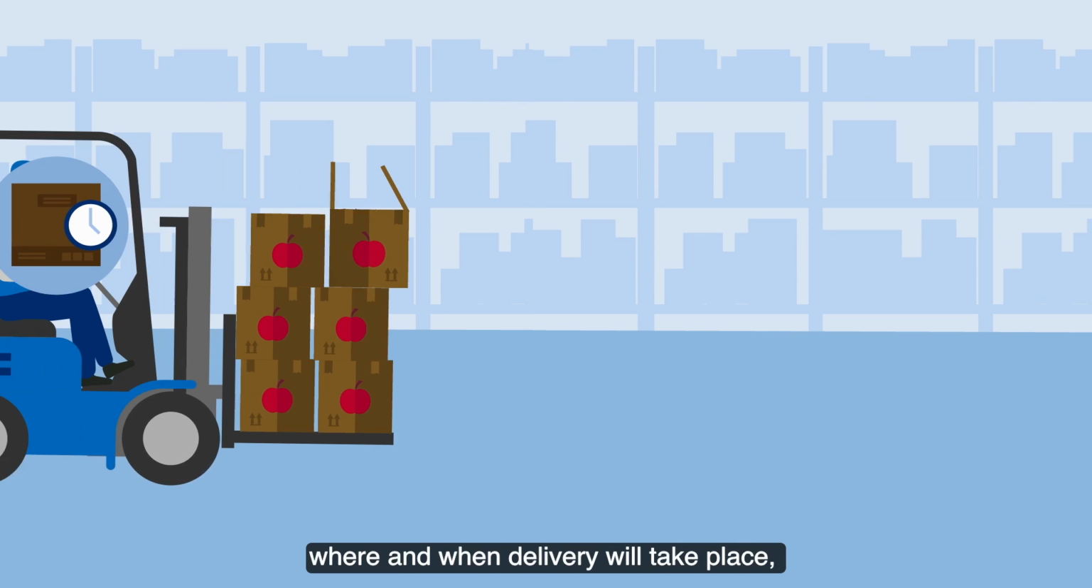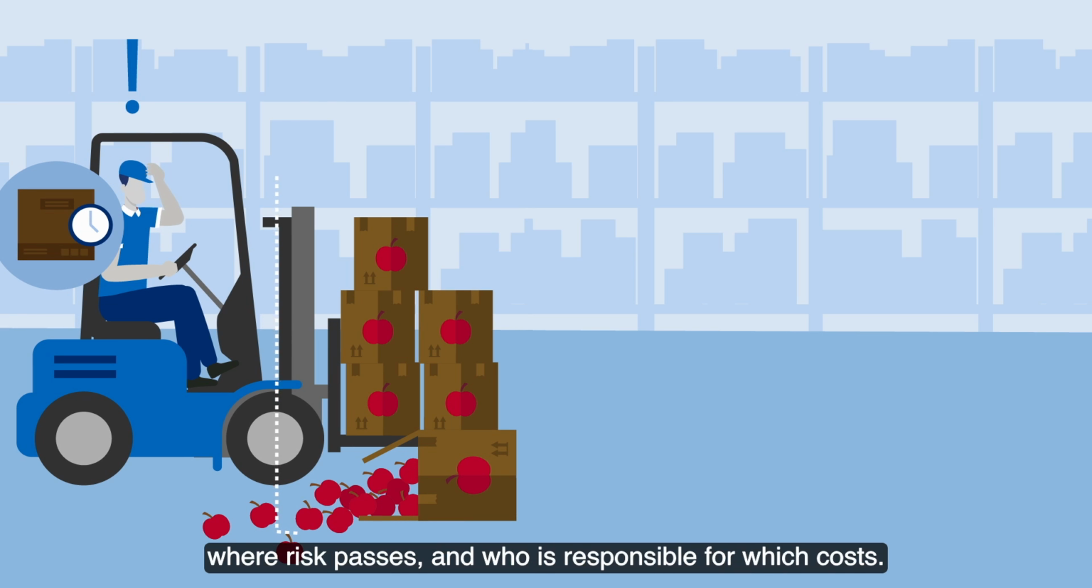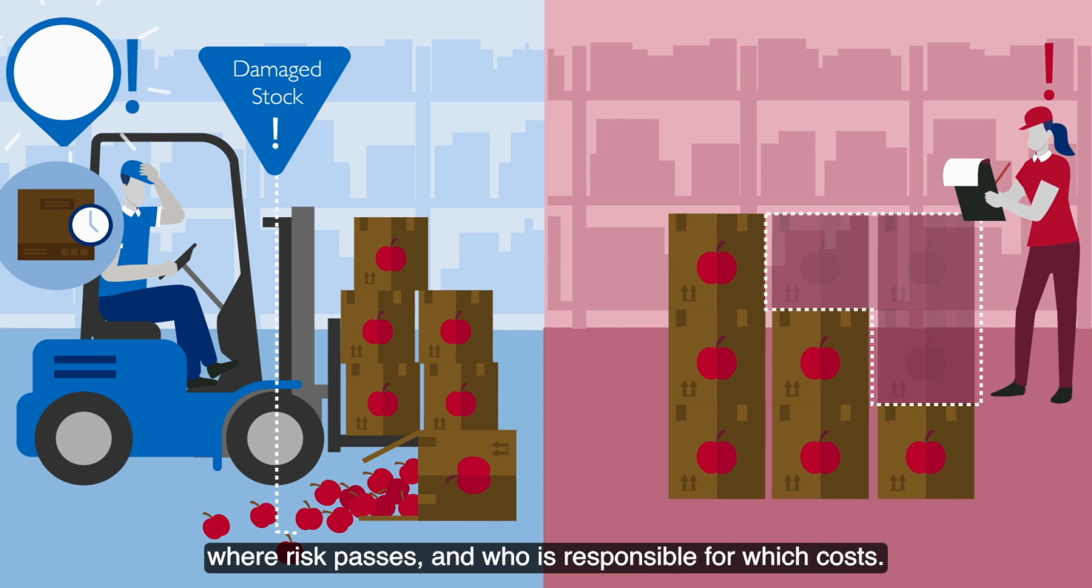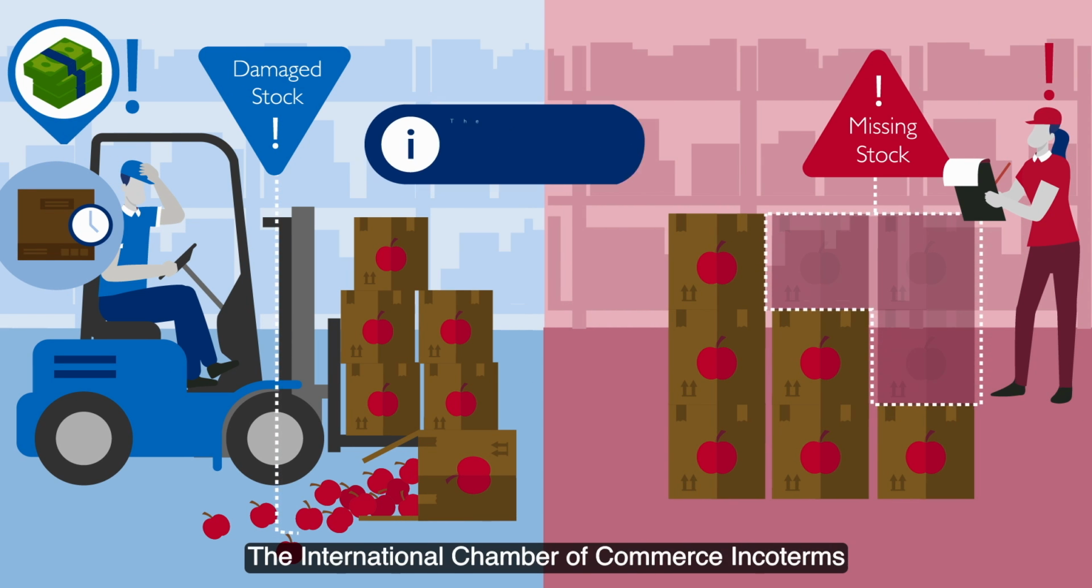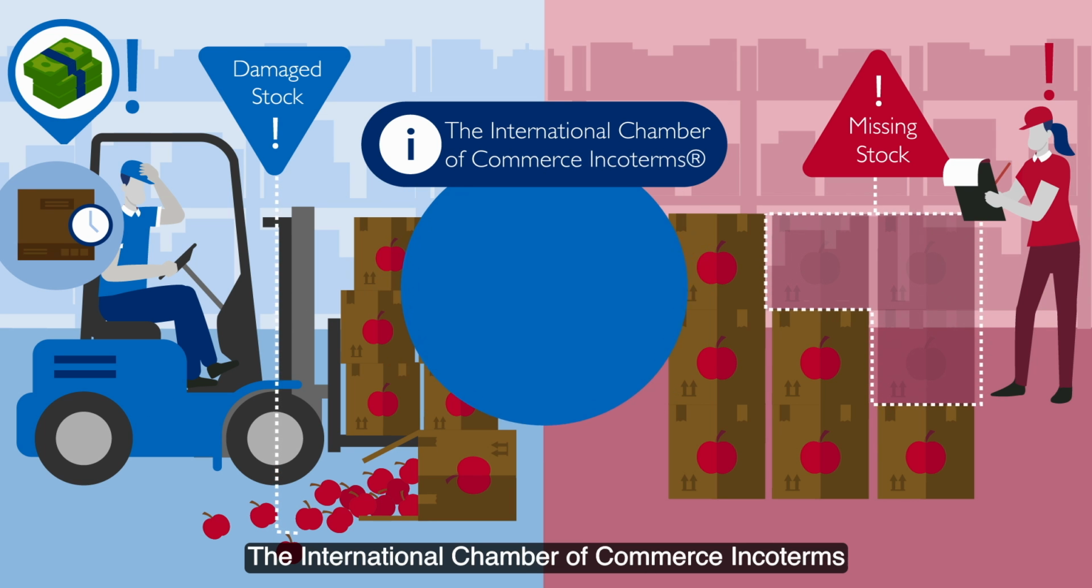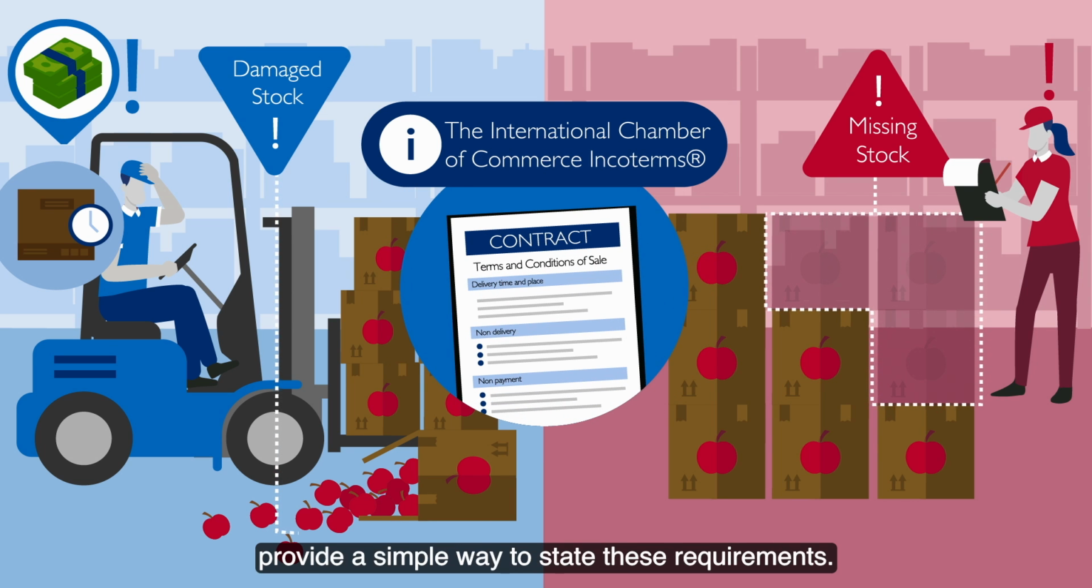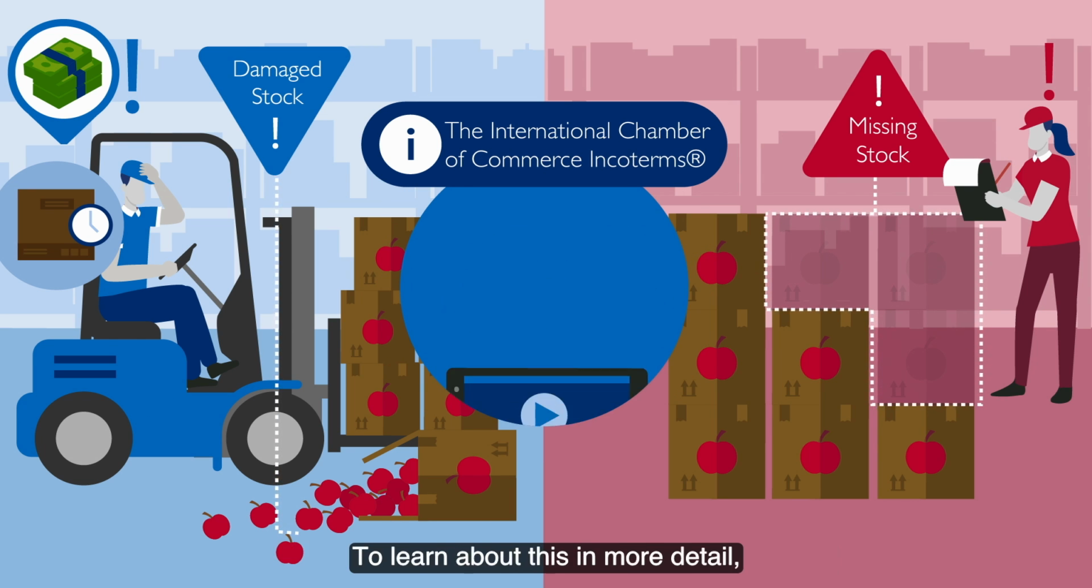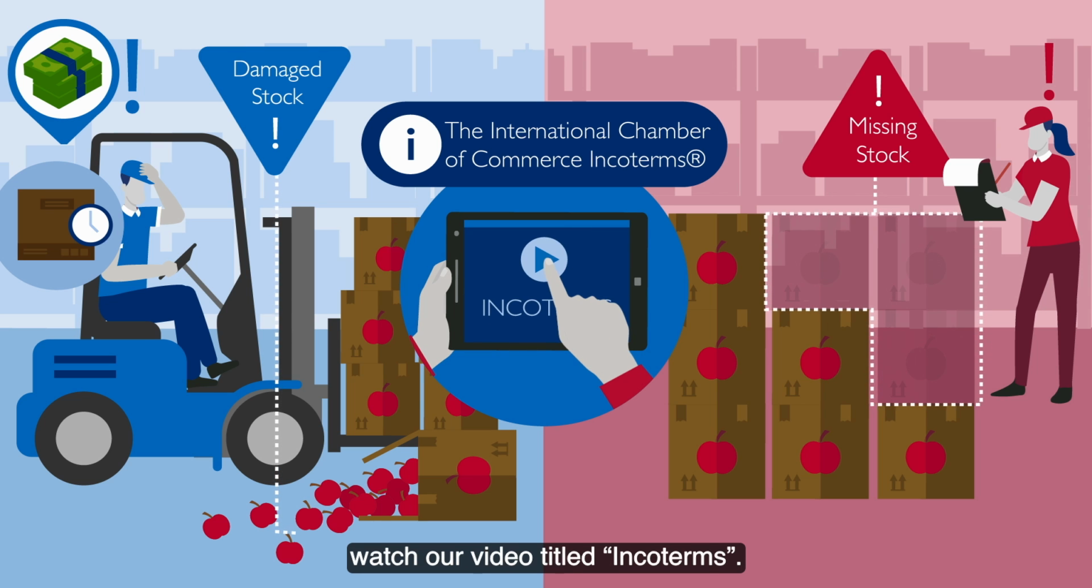The contract must specify where and when delivery will take place, where risk passes, and who is responsible for which costs. The International Chamber of Commerce, Incoterms, provides a simple way to state these requirements. To learn about this in more detail, watch our video titled Incoterms.